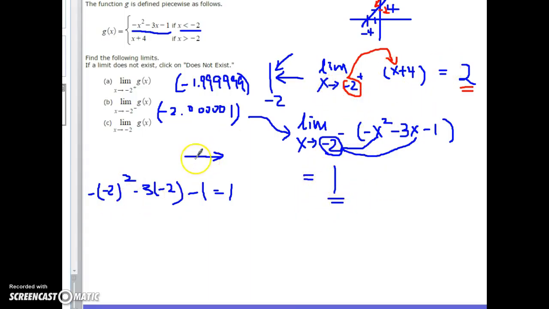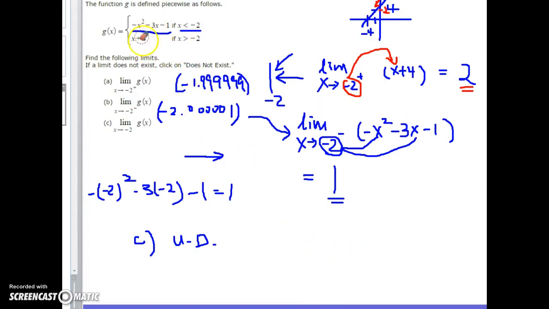Since coming from the right and coming from the left, they don't necessarily go towards the same number, your answer for part C is going to be undefined. The limit does not exist.